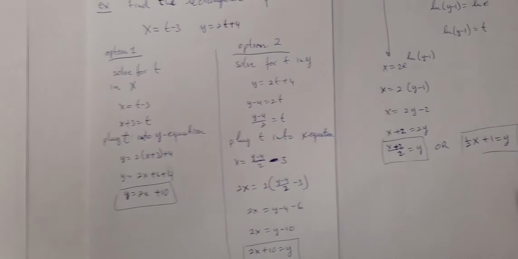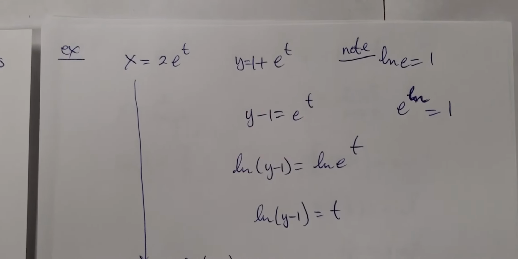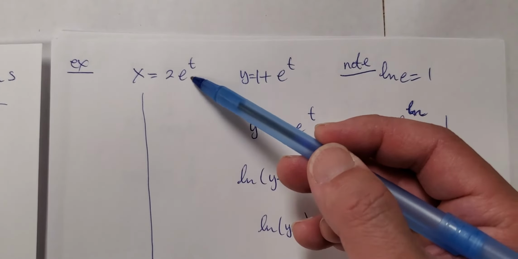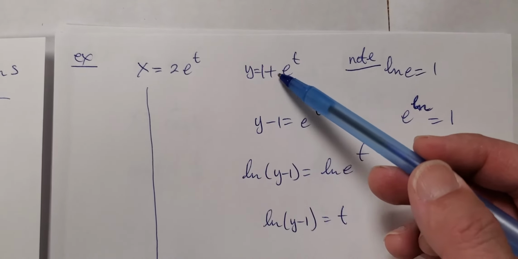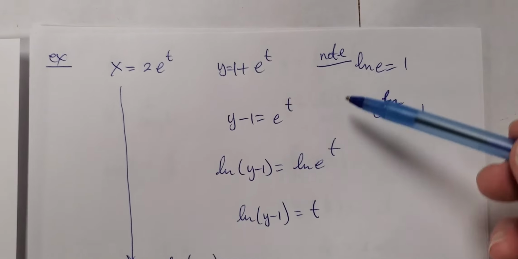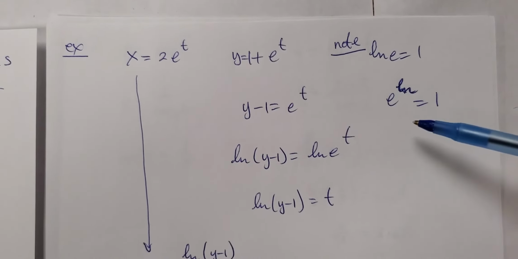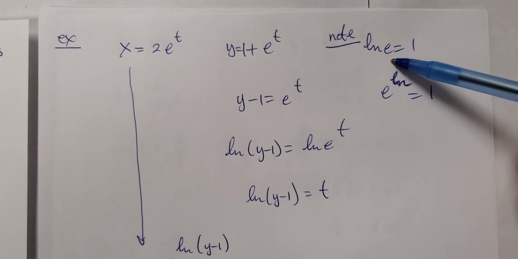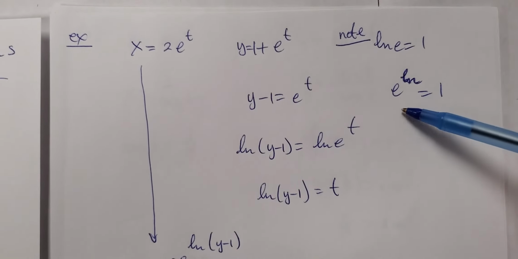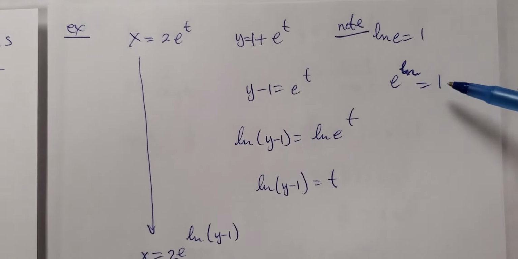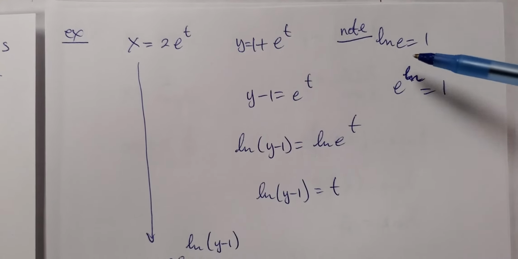Okay, here's the next example. Here we have x equals e^t, y equals 1 plus e^t. Note, if you remember, e to the natural log of something will always give you that something, and natural log of e to a power gives that power. So make a note of this.